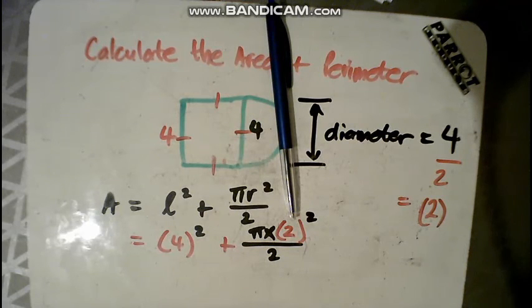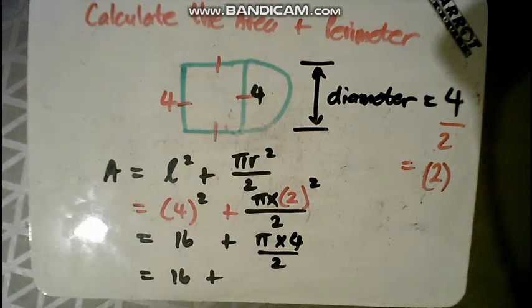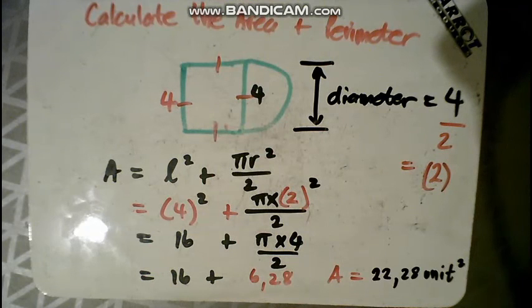So by substituting all into the formula, use your calculator correctly. Rather do it in stages so that you can get the correct answer. And the final answer will be 22,28. Since no centimeters or millimeters were given, it will be units squared.